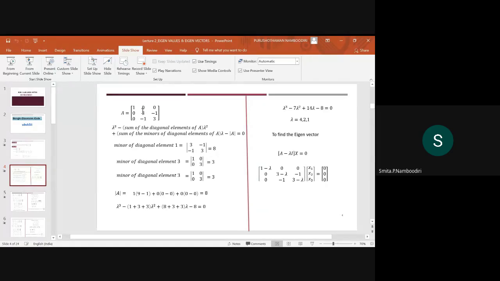Next, find the minor of the next diagonal element, which is 3. This 3 is in the second row and second column. So leave out the second row and second column and calculate the determinant of the remaining: 1, 0, 0, 3. We get 3 minus 0, which is equal to 3. Next, the minor of the next diagonal element 3, which is in the third row and third column. We find the determinant of 1, 0, 0, 3, which is 3 minus 0, equal to 3.